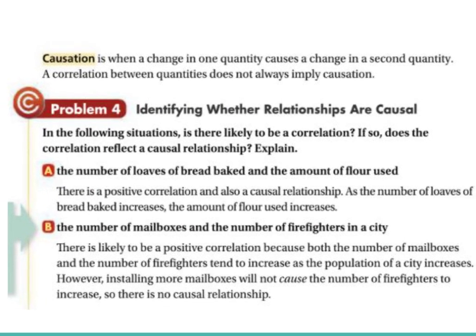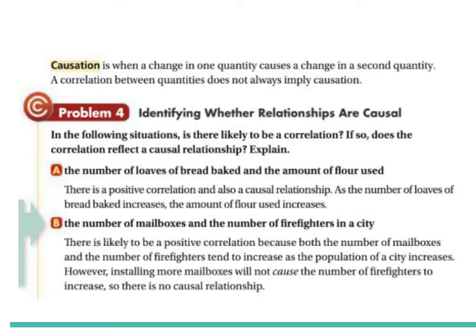Okay. The last thing that we're going to learn, guys, is something called causation. And causation is when a change in one quantity causes a change in a second quantity. A correlation between quantities does not always imply causation. So for our problem number 4, we're going to identify whether our relationships are causal.